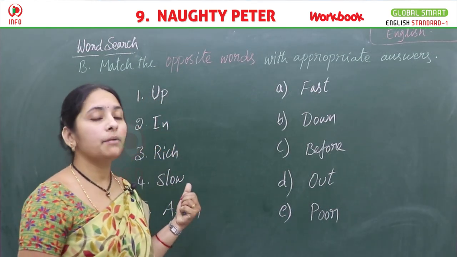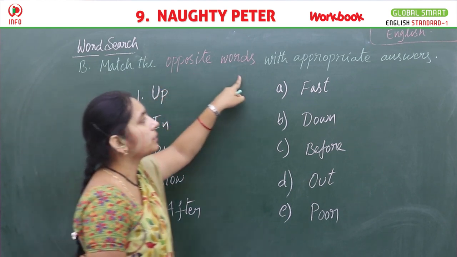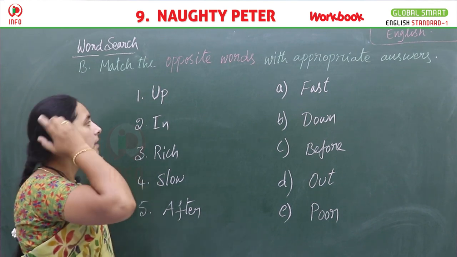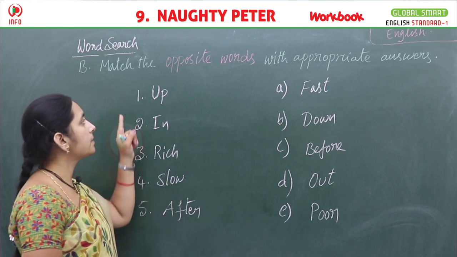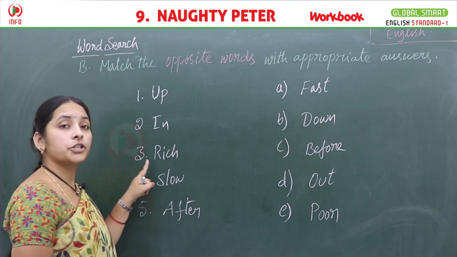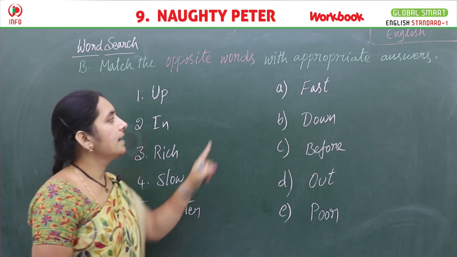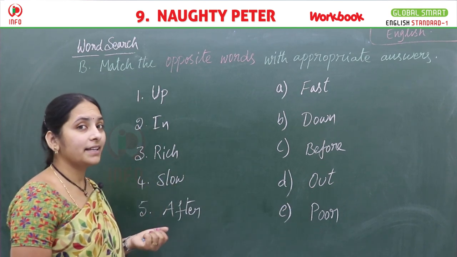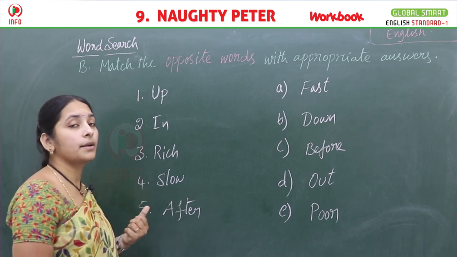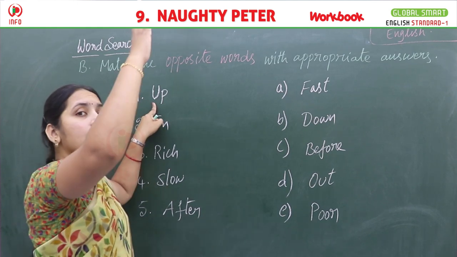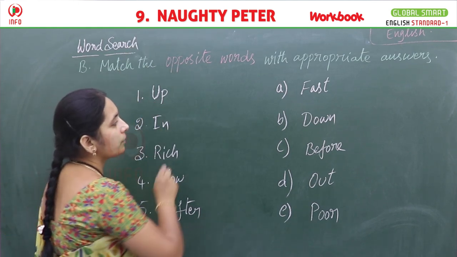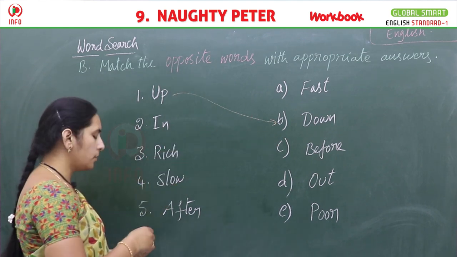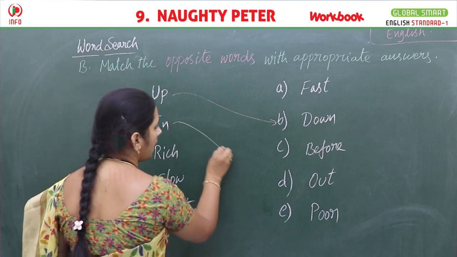See children, so the next one in the word search, we have match the opposite words with appropriate answers, proper answers. Match the opposite words. So here for these words, opposites, we should find it from them. What are these words? Up, in, rich, slow, after. Very easy words. Fast, down, before, out, poor. So tell me, you know all of you these words in the last lessons and poems also. Up, opposite, down, right? Up, down, where is down? Yes, B only, up, down, in, then out, in, out. Yes, where is out? D.